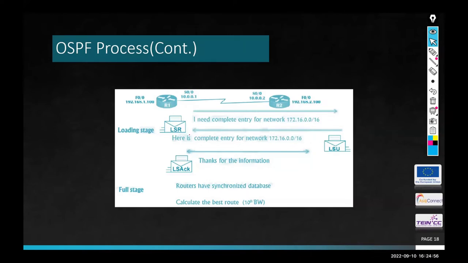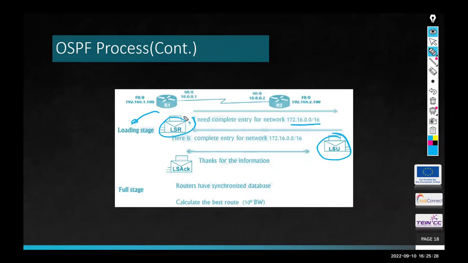router R1 asks R2, I need information about 172.16.0.0/16. When it sends this kind of request to R2, this packet is called an LSR, as we know, and the stage is called the loading stage. It also includes the update packet information, like the LSU, link state update, as we saw earlier.